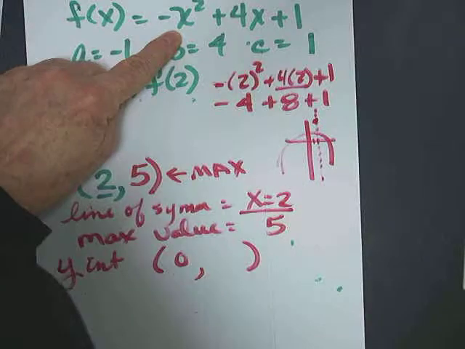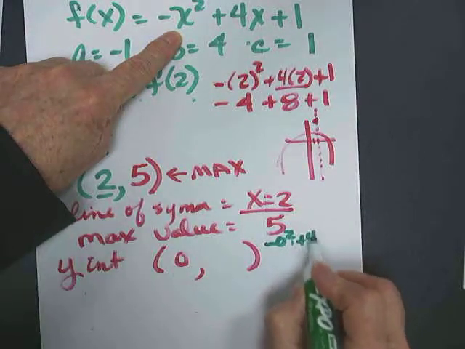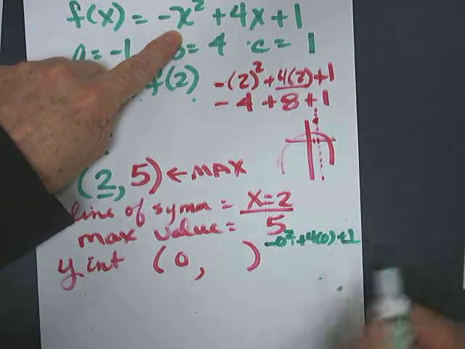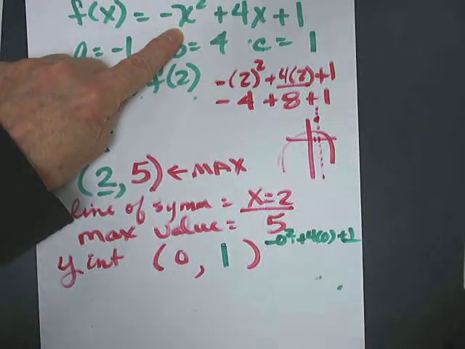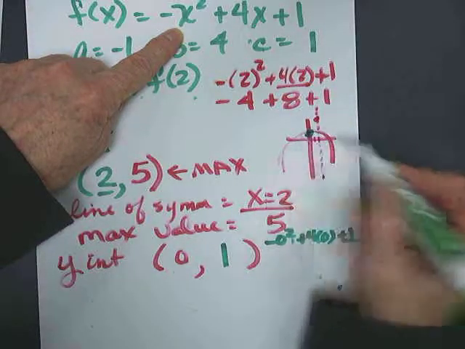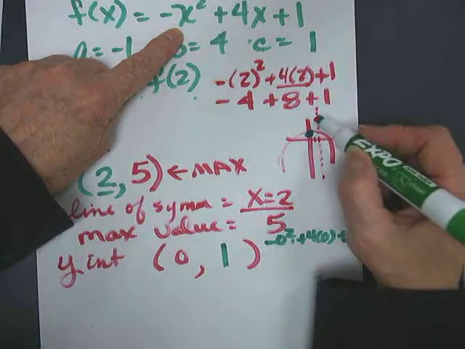Okay, now we can do x-intercepts or y-intercept, either one. This is y. You want to do the y? The y-intercept is where, which part's 0? The x is 0, okay? So, that's pretty easy to plug in, right?